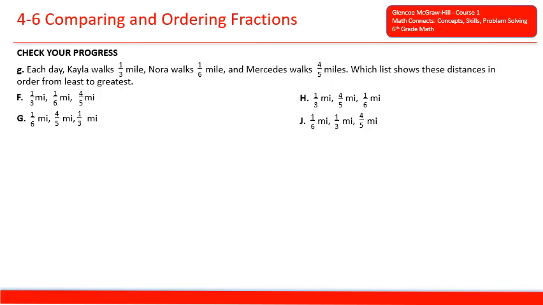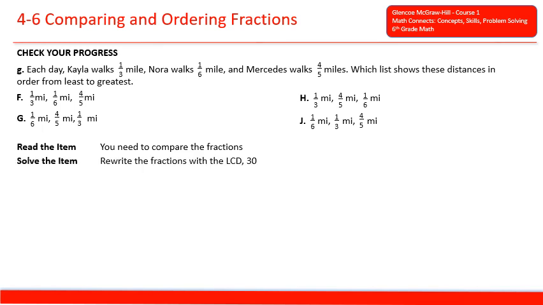Check your progress. Each day, Kayla walks 1/3 mile, Nora walks 1/6 mile, and Mercedes walks 4/5 mile. Which list shows these distances in order from least to greatest? So we need to compare the fractions, and we need to rewrite the fractions with an LCD, which in this case is 30. And we know that because 5 ends in 5 or 0. 6 has to end in 0 because no multiple of 6 ends in a 5.